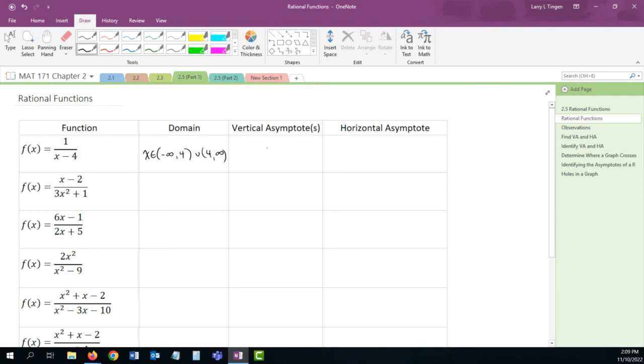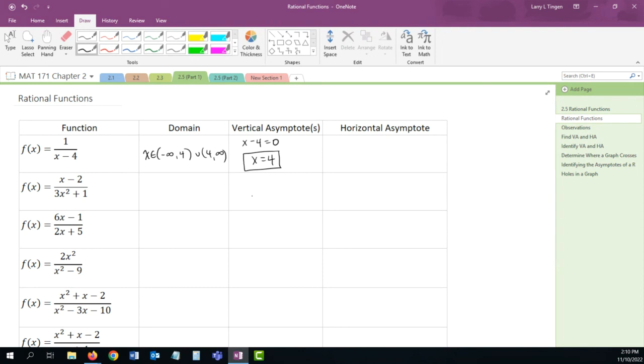Now, vertical asymptote. Vertical asymptotes are what happen when the denominator equals 0 and the numerator does not contain a matching factor. So what is the vertical asymptote? Take the denominator, set it equal to 0, and solve. So that vertical asymptote is x equals 4.